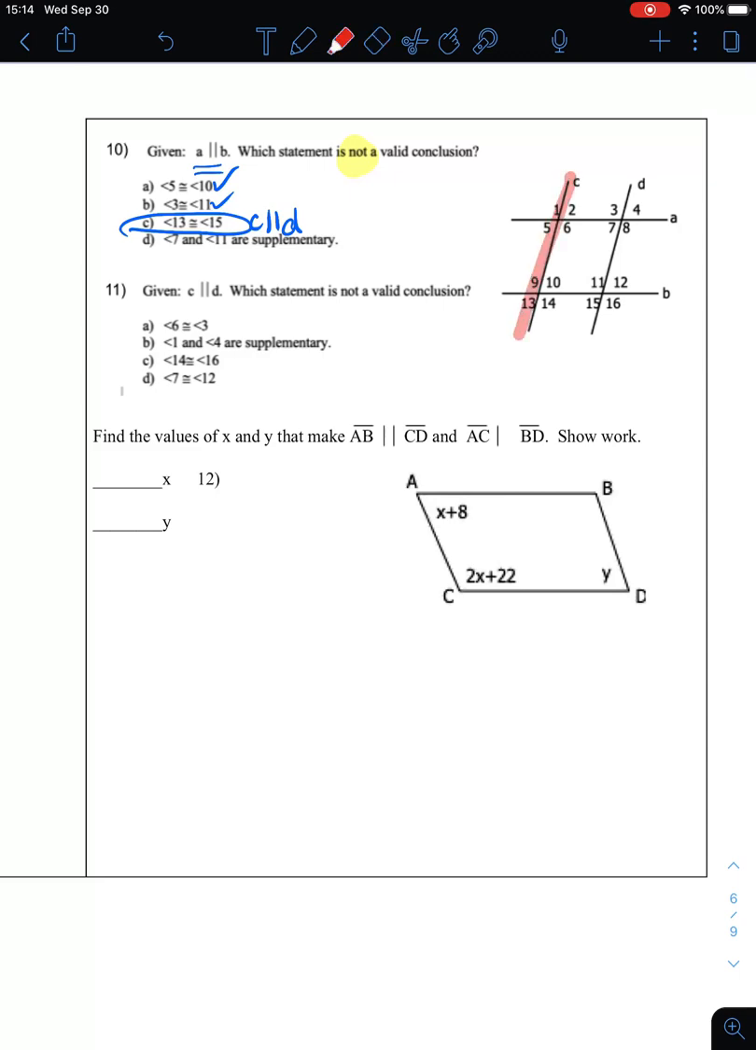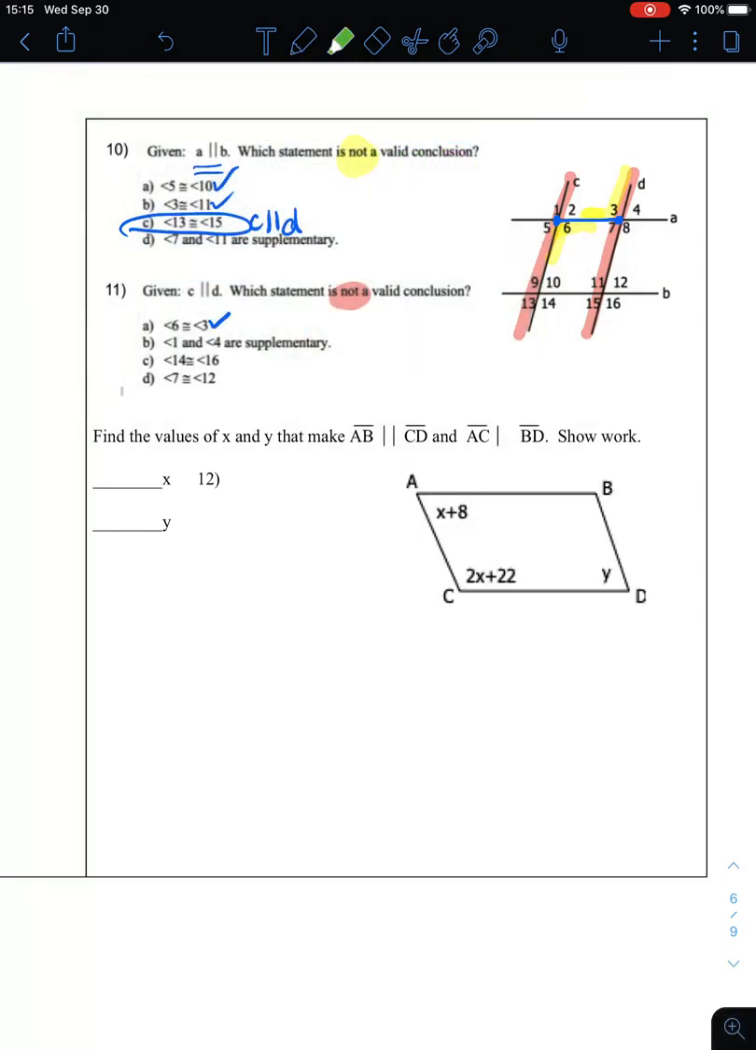Okay. Same type of question, given that C is parallel to D. So let's start with this. We know this. So based on that, which statement is not a valid conclusion? So I check 6 and 3. First, if 6 is congruent to 3, does that tell me that C is parallel to D? Yes, because those are alternate interior angles. Notice that I travel along A to get from one vertex to the other, so my transversal is A, which leaves me with C and D.